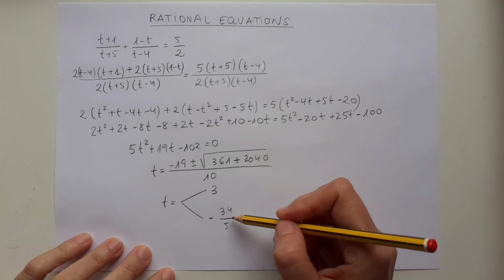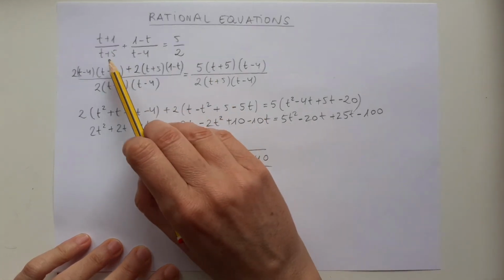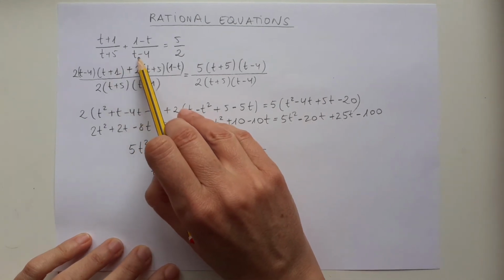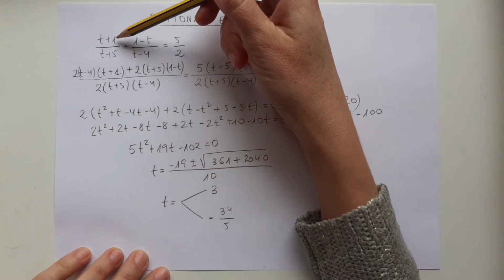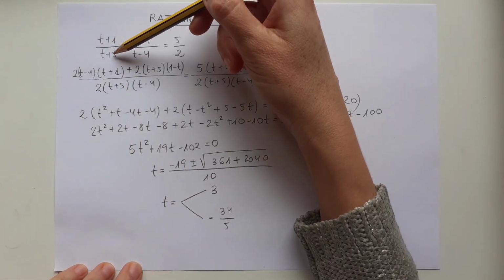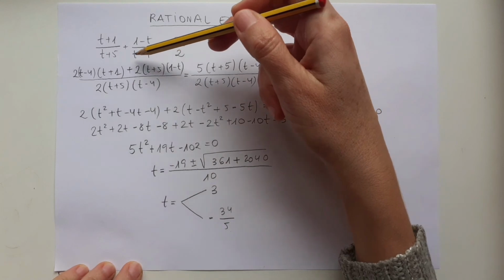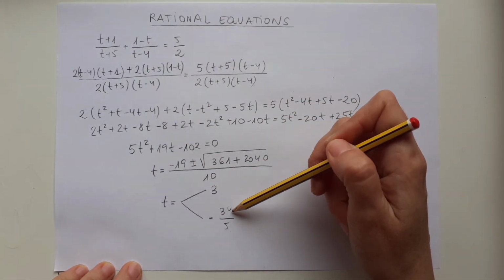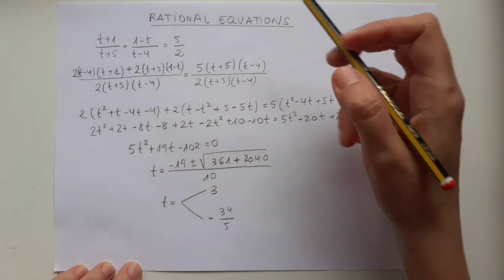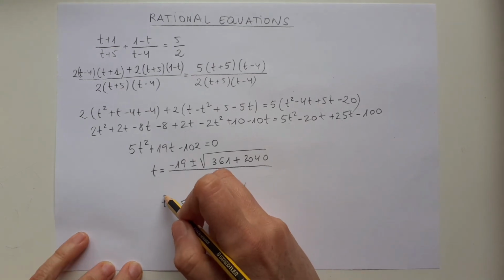Just one little but important detail. Once we have calculated the solutions, we have to make sure that they don't make my denominators in the original equation be 0, because remember that with real numbers, we cannot divide by 0. The result would be infinity or negative infinity, which is not a real number, it's a concept. In this case, 3 doesn't make this denominator 0, and negative 34 over 5 doesn't make both denominators 0. So both solutions are correct.